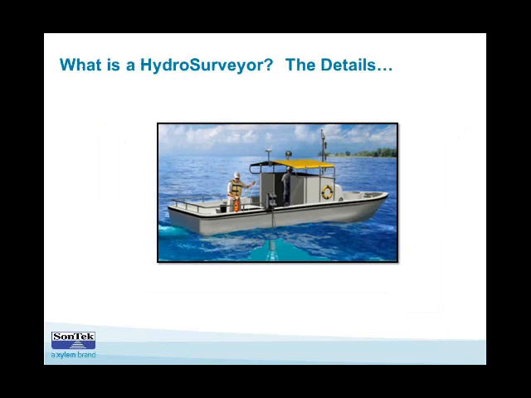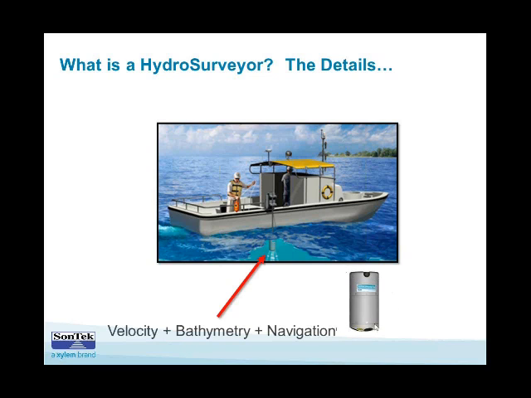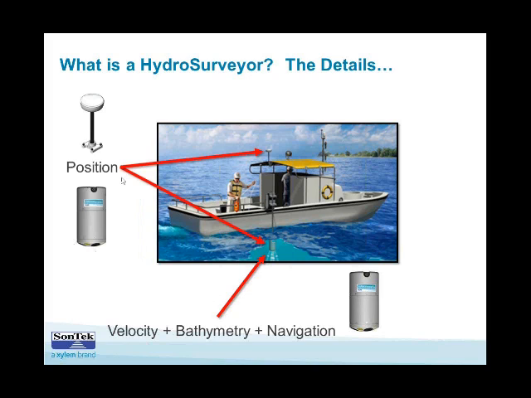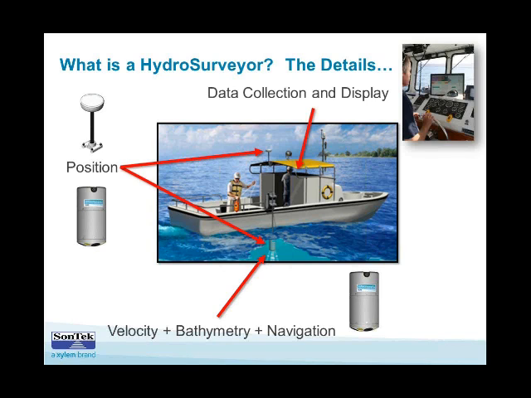So here are some of the details about what makes up a HydroSurveyor. We have the M9, as I mentioned, which is an ADCP, or acoustic Doppler current profiler, and that provides velocity, bathymetry, and navigation. And then we have the M9 and GPS, which provide position of the boat.